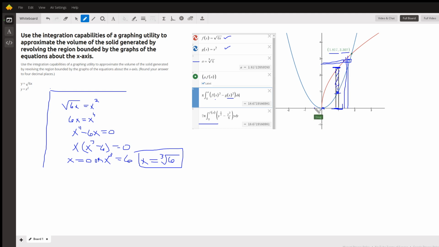Okay, and then so rounding to 4 decimal places, 18.67200 looks like. Okay, there you go.